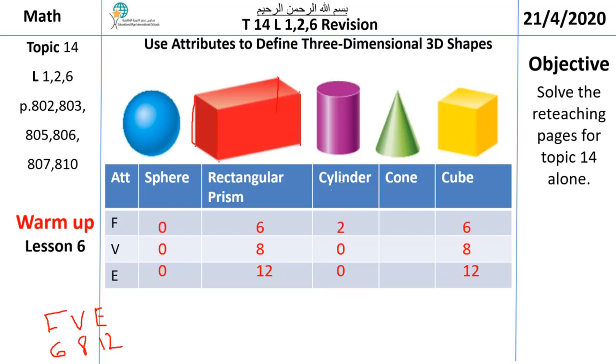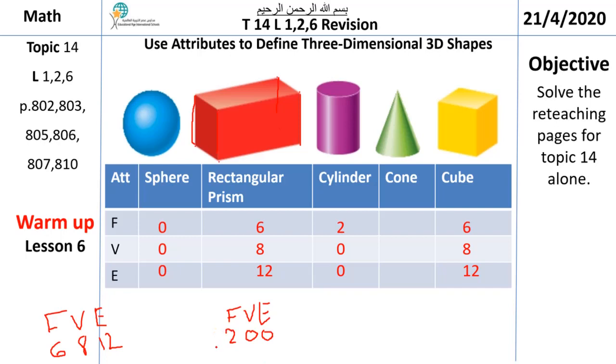And then you look at the cylinder. Now the cylinder, what is its FVE? The FVE for the cylinder is 2, 0, 0. So you will write FVE also, but instead of 6, 8, 12, you will write 2, 0, 0.